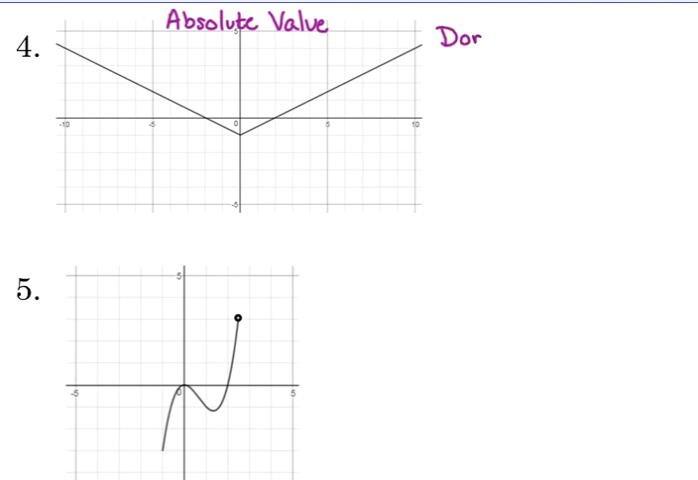So domain, I don't see any problems. It doesn't start out of nowhere. It continues on both of these ends. It's continuing. It doesn't just appear out of nowhere or anything like that. So that means our domain is all real numbers or negative infinity to positive infinity.